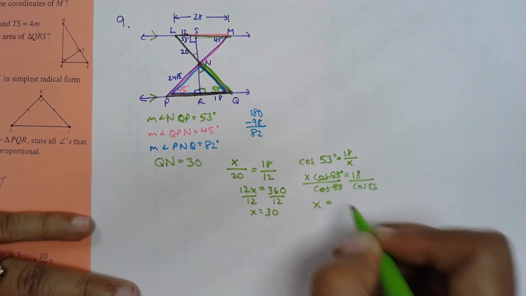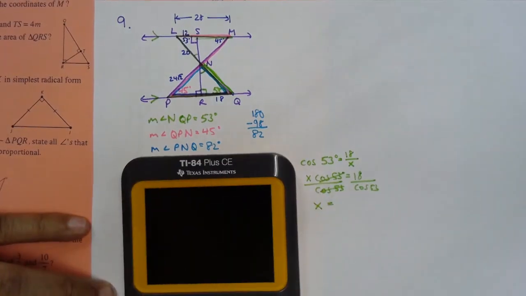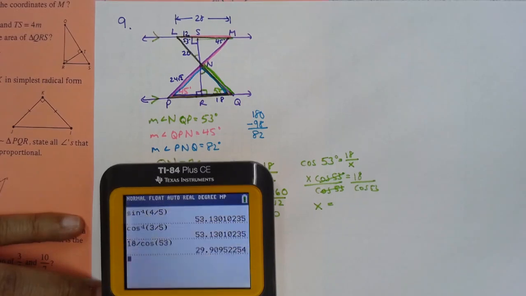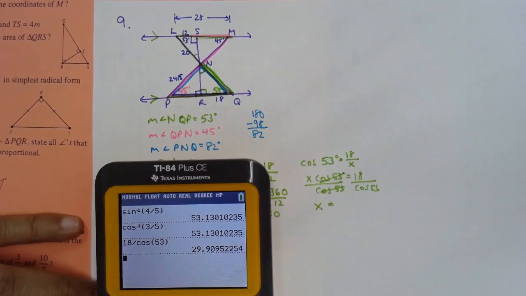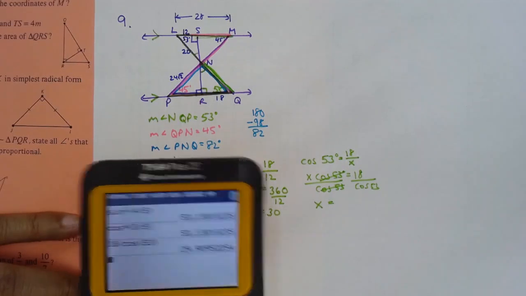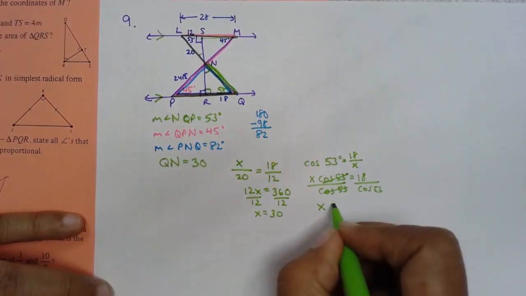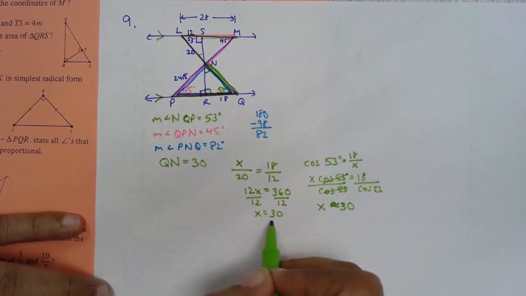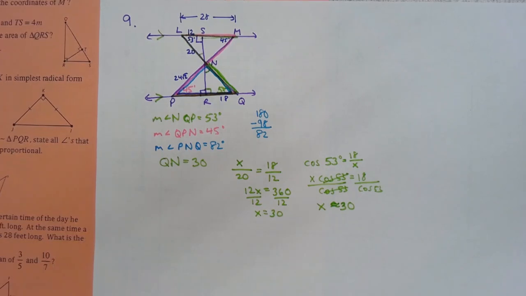And x is going to equal, and then you could put that into the calculator, 18 divided by cosine of 53. And that gets you about 30 as well. So that gets in more of an approximation of 30. So which is more accurate? Obviously this one is going to be more accurate, okay? Because cosine will get you an approximation. All right, so that's QN.